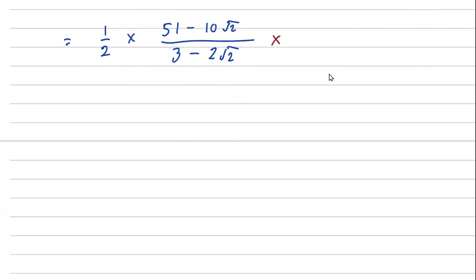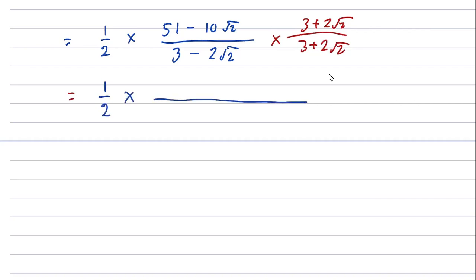Rationalize. 3 plus 2 root 2. Denominator, can you help me to calculate what's the denominator? 9 minus 8 is just 1. Oh, it's 1. Okay, very good. Then meanwhile, I'm expanding the numerator. I think you know how to do this, right?